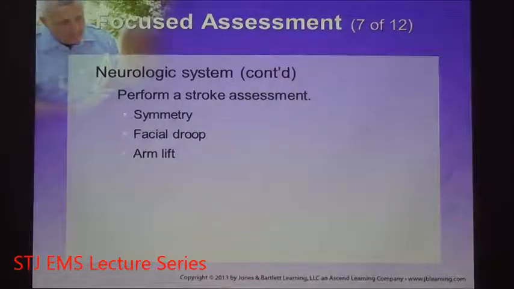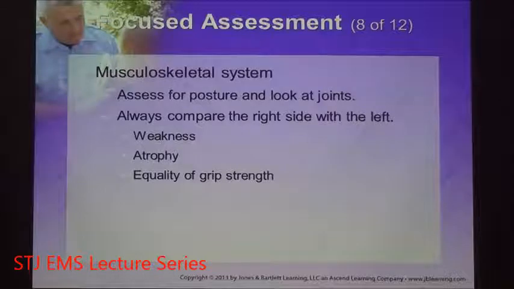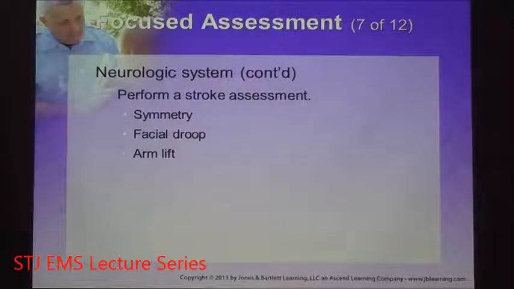If you suspect a stroke, we do a stroke assessment. We test for symmetry, facial droop, and arm lift. And just to review this, I'll go back real quick. When you do that assessment for symmetry, you have the patient close their eyes and raise their arms to chest level. The reason they're closing their eyes is because we don't want them to use other nerves to cheat and level out. When their eyes are closed, they should be able to level out their arms at the same level. If one is a little bit lower than the other, they have weakness on that side.